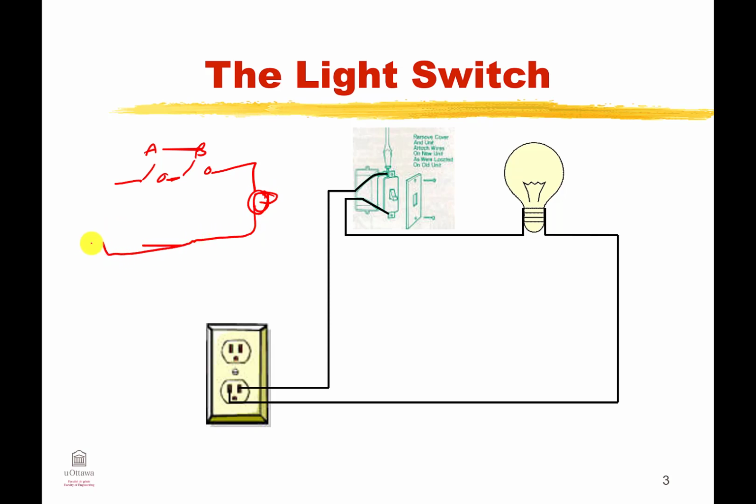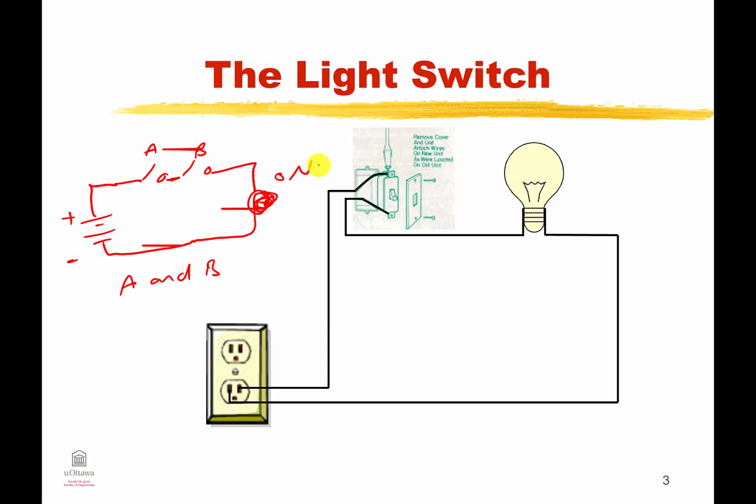Okay, and here I have my battery. So that's plus and minus. How is this bulb working? How can we indicate that the light here is working or not? If switch A and switch B are closed, then the light will be on.